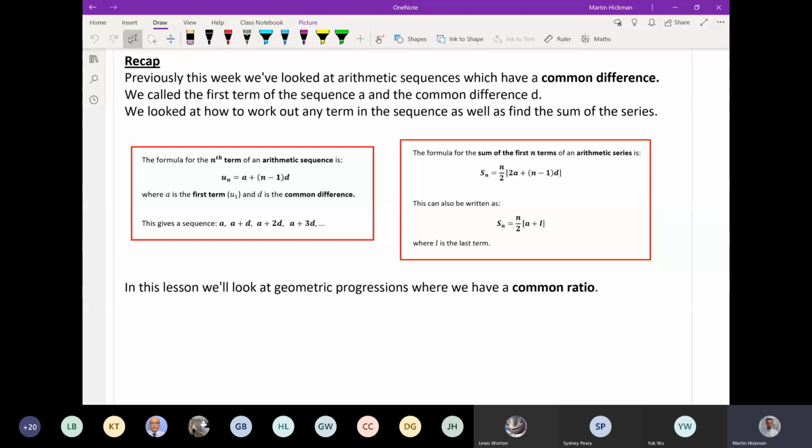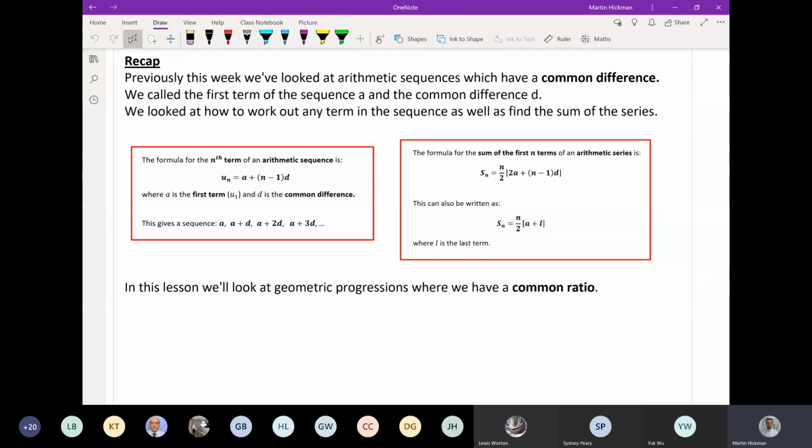So remember, when we've got an arithmetic sequence, we have a common difference. This is where we just add or subtract the same number each time to get to the next term. Okay, so 3, 5, 7, 9, 11, and 4, 2, 0, minus 2, minus 4. Those are all arithmetic sequences. We know that we call the first term of the sequence A and the common difference D.